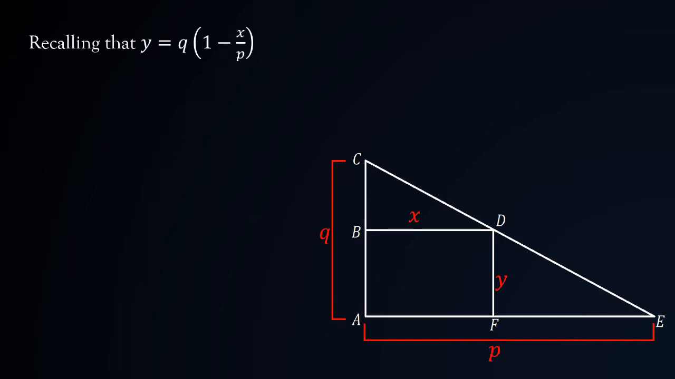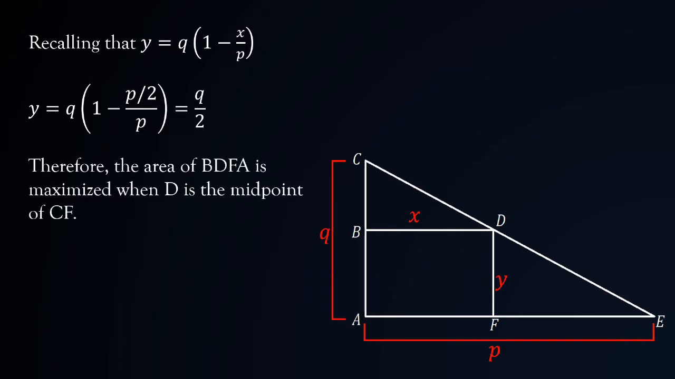If we recall that y is equal to q times the quantity 1 minus x over p, we can substitute the value that we just got for x and find that y is equal to q over 2. In other words, the area of ABDF is maximized when D is the midpoint of CE. That is to say that BD will be exactly 1/2 of AE and DF will be exactly 1/2 of CA.